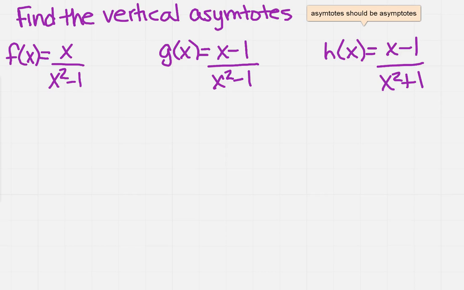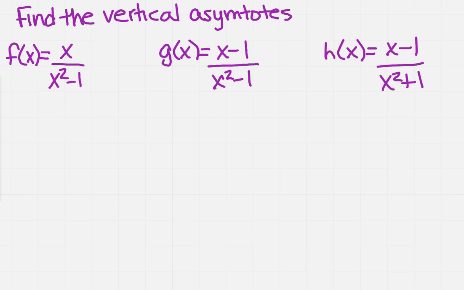So we want to find the vertical asymptotes of these three functions. Now it's not anything new, we've already done this, we just didn't know it yet. When we looked and tried to find the domain, we basically were also finding what the vertical asymptotes are. So what does that mean?